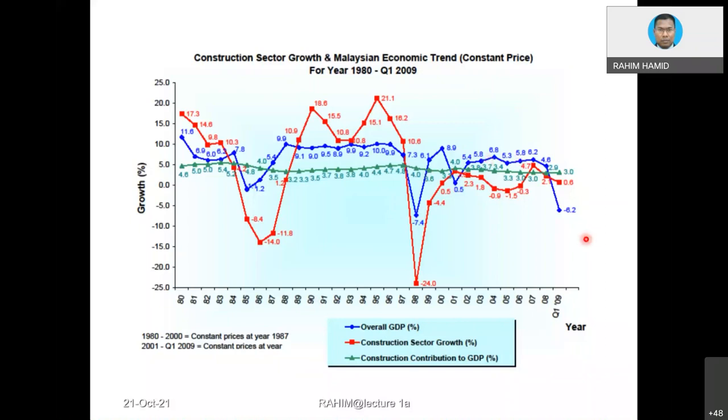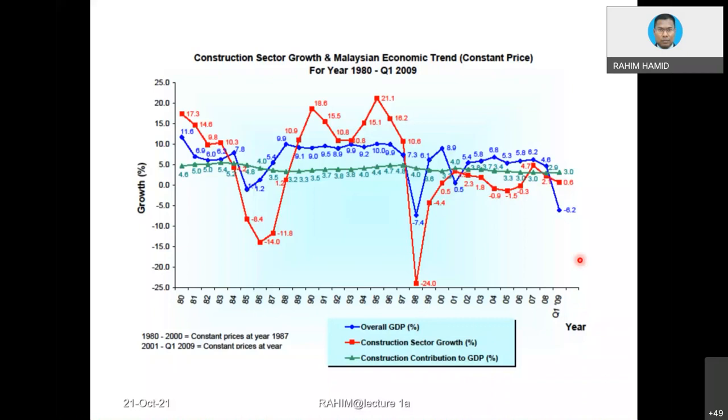So you see, between 1998 and 2008 is almost 10 years. Between 1998 and 1985 is 12 years, for instance. So the cycle is almost like that. And now we experience COVID in the year 2019. So it's almost 10 years, okay? Which we never expected. But we are going to rebound.